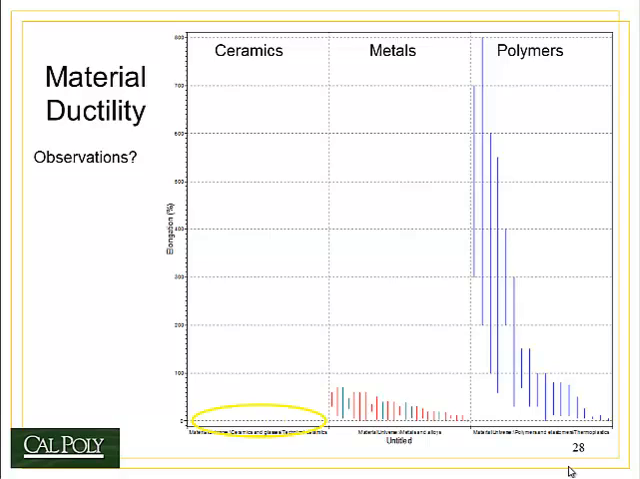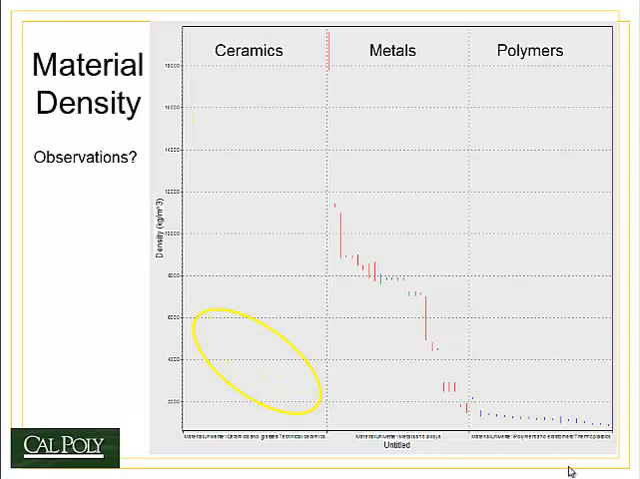Metals have intermediate ductility. They can be fairly ductile, and you can bend them quite a bit before they break, but they will break eventually. And polymers are extremely ductile. Some polymers can be stretched up to 7 times their original length and still not break. So here we see the range of brittle materials, and that for the most part, ceramics fall into the brittle category, metals are just above the brittle, and polymers are greatly above the brittle category.